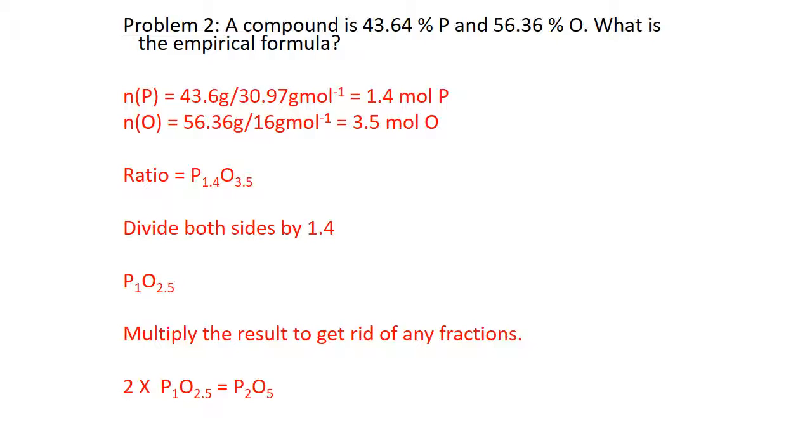The ratio is roughly 1.4 to 3.5. Those aren't whole numbers, so you need to divide by the smallest, which is your 1.4, which gives P1O2.5. Again, 2.5 is not a whole number, so we've got to multiply by 2 to get the empirical formula of P2O5.